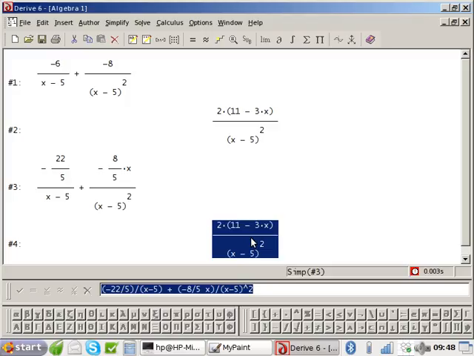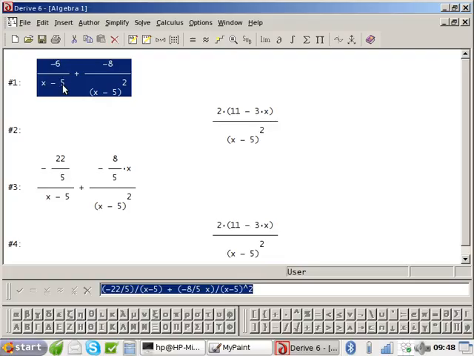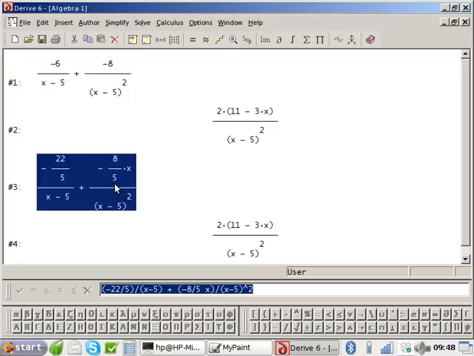Which one is best for integration? In this case, I think the first one, because these can easily be integrated by using a substitution. Let u equal x minus 5. This one here is a little, no, actually both are equally the same.